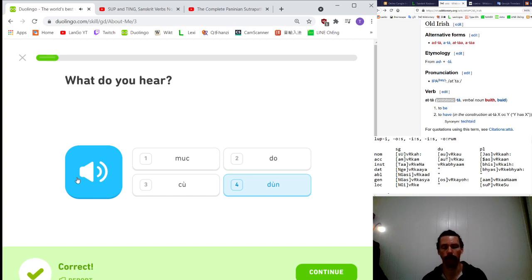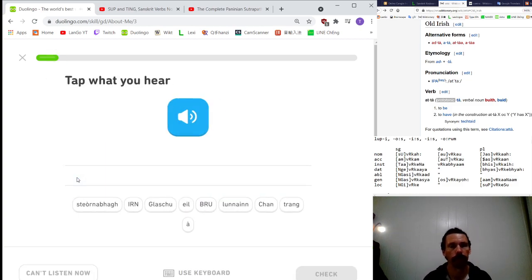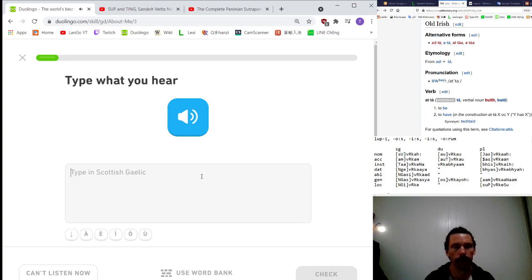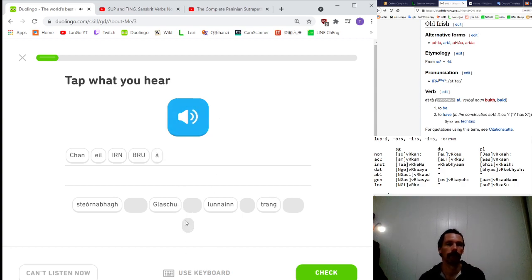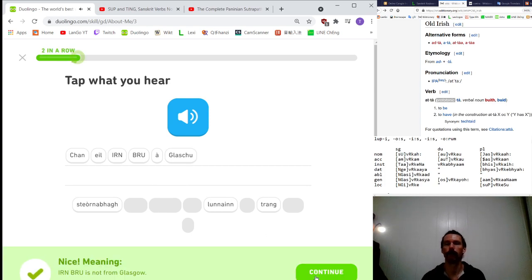Dún, I believe, means town or enclosed area. Chan eil Aiden Brew, a glossacho. Okay, I do want word bank. Chan eil Aiden Brew, a glossacho. A glossacho with vowel insertion there, in the cluster. Makes sense. Those two fricatives. So that seems to happen between like consonants, here between two fricatives, otherwise between two resonants.